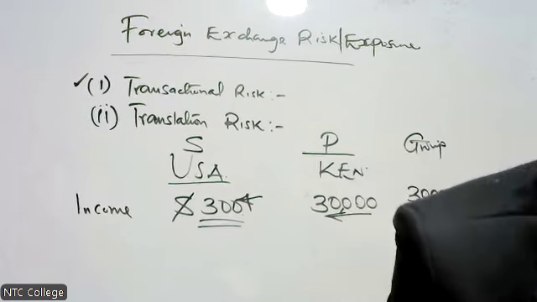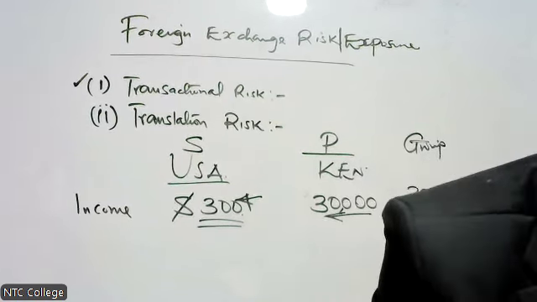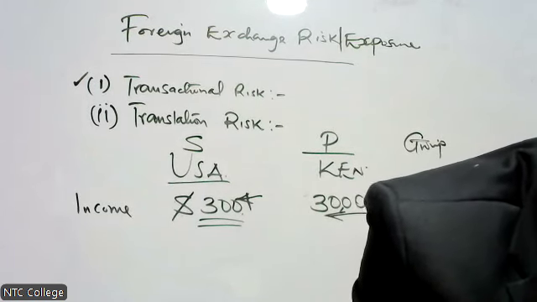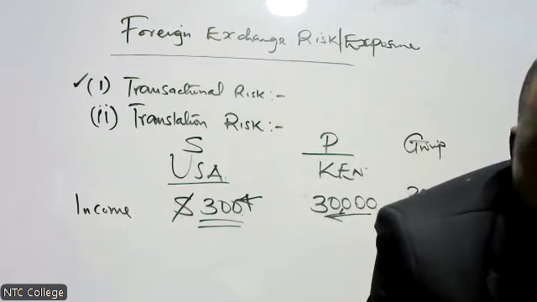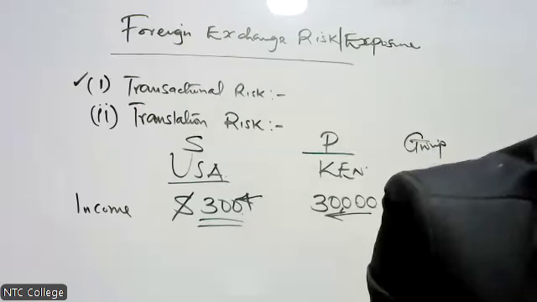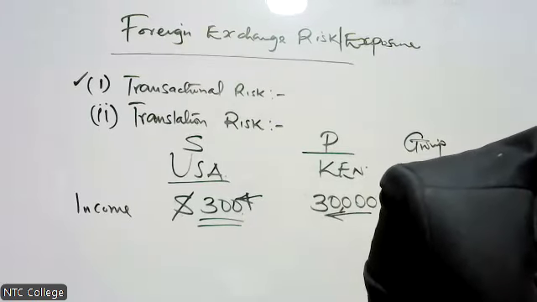Okay. The next one is called economic risk. Economic risk. You say that it refers to the long-term movement in the exchange rate.